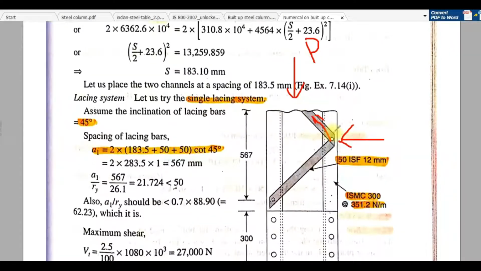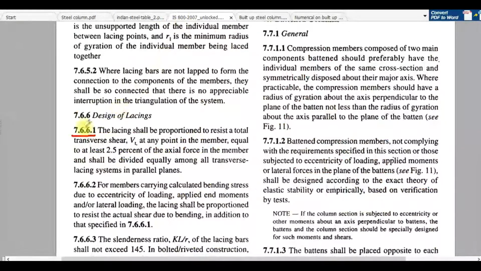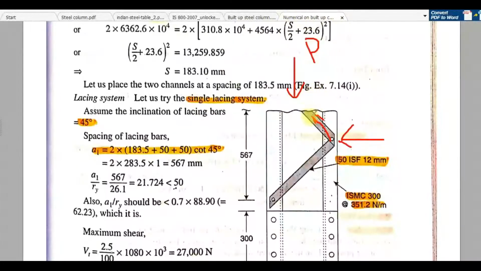So this lacing bar should be designed for that compressive load, because if it fails, the total assembly will not be together, since you connect these two channel sections by this lacing bar. In connecting these two channel sections, it will be carrying some compressive load that will be found by this clause number 7.6.6.1. If the lacing fails, it cannot bind these two channel sections, so it should be strong enough to carry this compressive load.